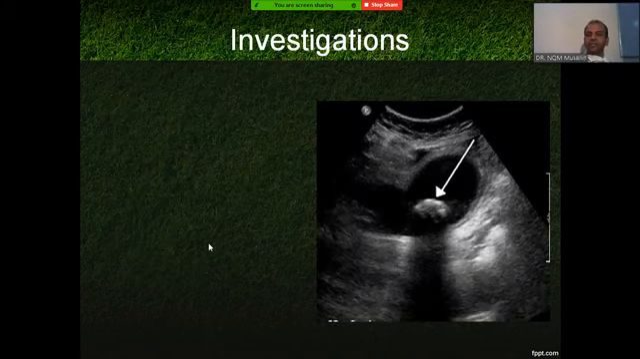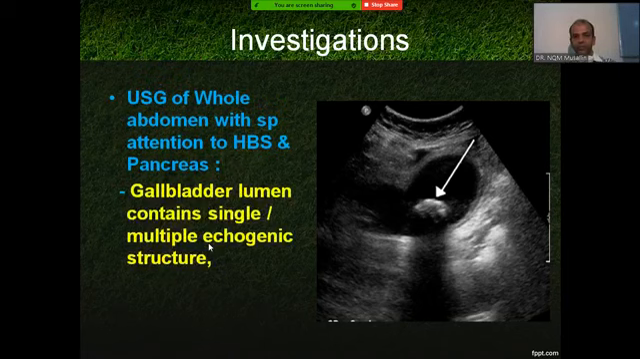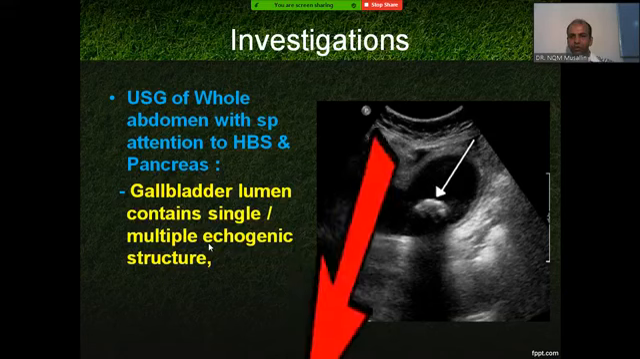And what are the investigations? The investigation of choice is ultrasonography of the hepatobiliary system and pancreas. This is a very important investigation. In this investigation, the gallbladder lumen contains single or multiple echogenic structures casting posterior acoustic shadow.